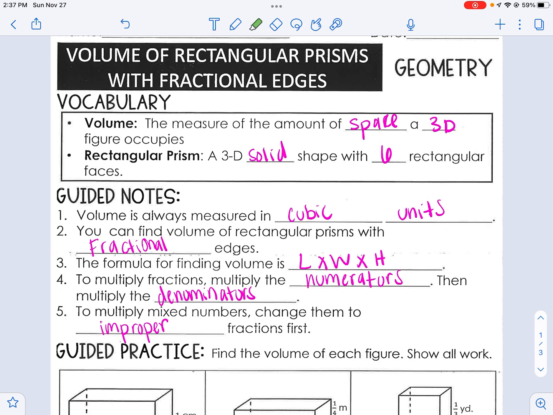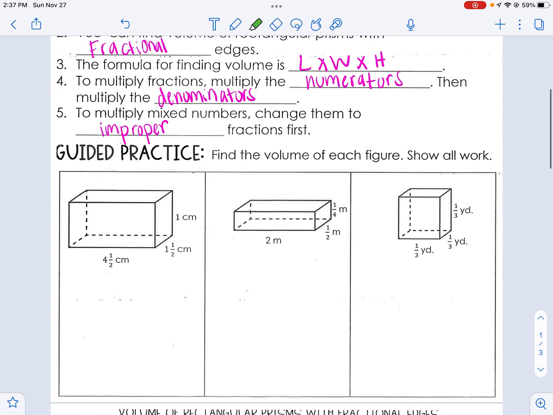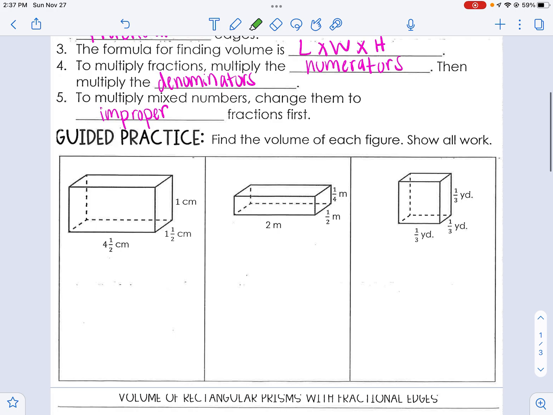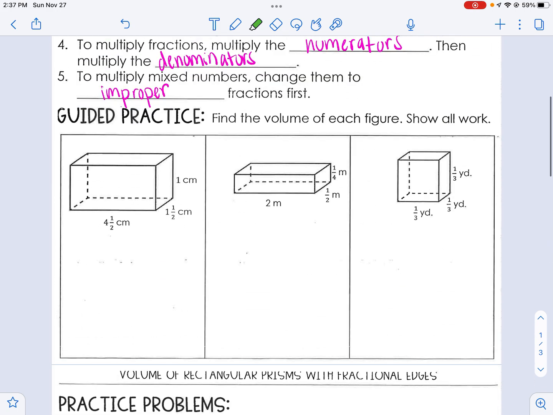The notes give you some reminders of some vocabulary that you need to know, as well as how you find volume with fractional edges, so you could use that to help you. It is required that you have this filled out to get points for this assignment, so make sure you pause and fill this out. Okay, so there's different problems. I'm going to do one under this guided practice box and then one of these other ones here. Okay, so here we go.